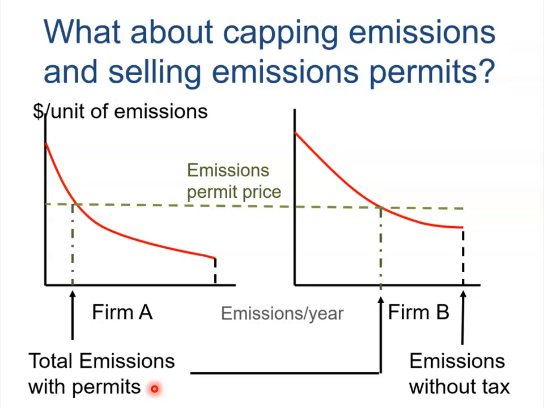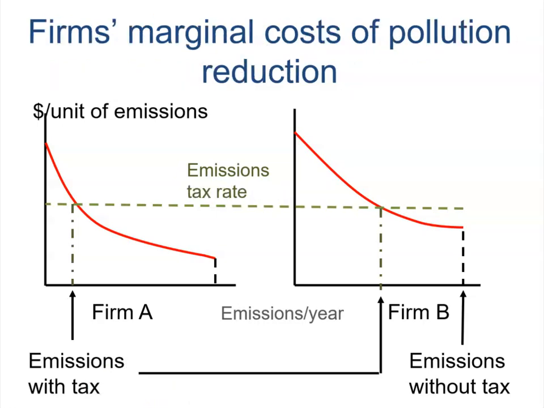So what we could do is say we're going to issue a total number of permits reflecting the total amount of emissions that we're going to allow, and we'll auction those permits off to the different firms. How much would firm A be willing to pay, and how much would firm B be willing to pay? What would be the price of an emissions permit? Well, I'm going to suppose in this example that I'm issuing exactly the amount of permits that was the amount of emissions in that previous picture with the Pigovian tax.